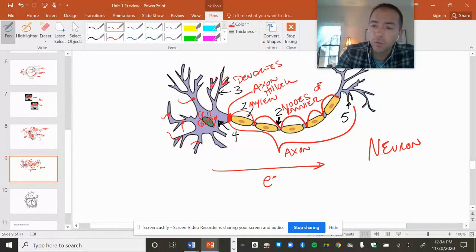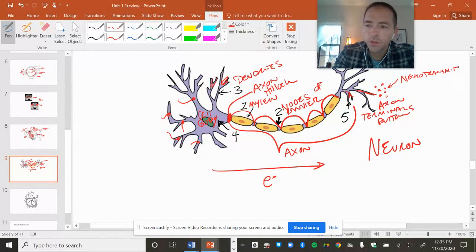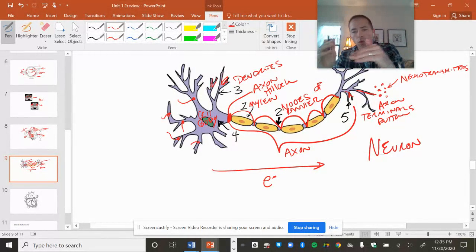We finish out our signal moving down here to number 5, which are the axon terminals, or the buttons. And that's where the electrical impulse stops being electrical, and it transforms itself because this cell can make proteins and fats and things of that nature and excrete them out of the terminals here. And those little chemicals are called neurotransmitters. So they're secreting these little chemicals into the gap between one cell and another.